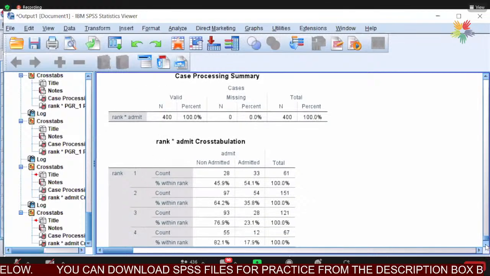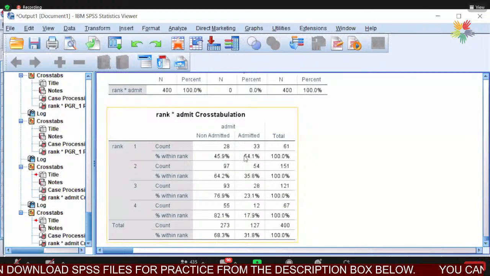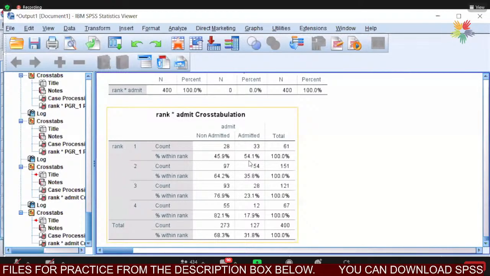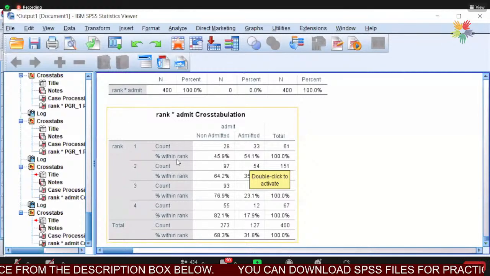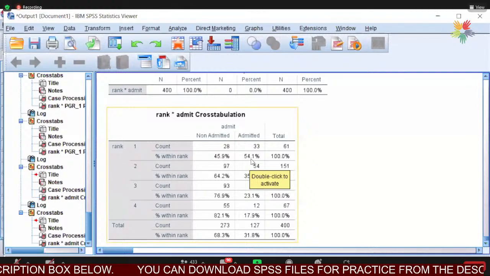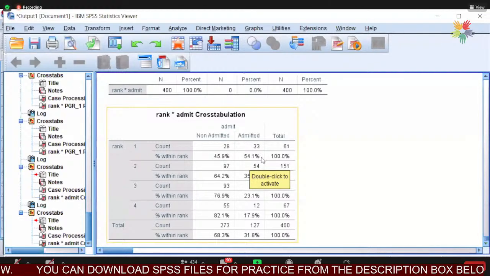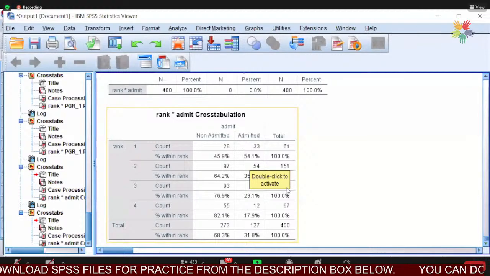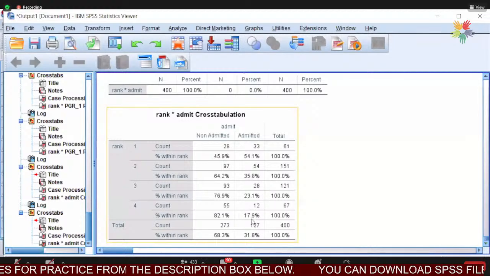the important thing. So admitted, what is the percentage of those admitted? 54.1. Percentage admitted from the rank 1 institution. People who have studied in the rank 1 institution, what is the probable percentage? 54.1. So can we say the probability is 54.1%? Yes or no? See, for the rank 2 institution 35, rank 3 is 23, rank 4 is 17.